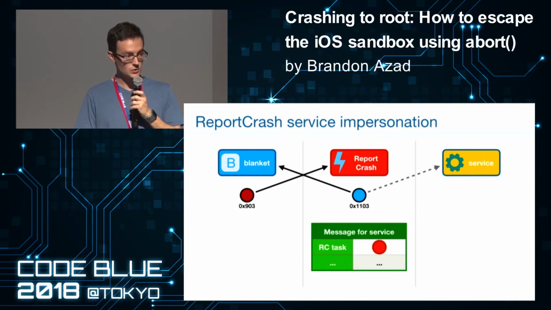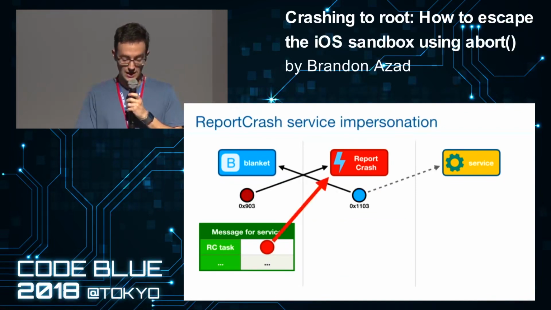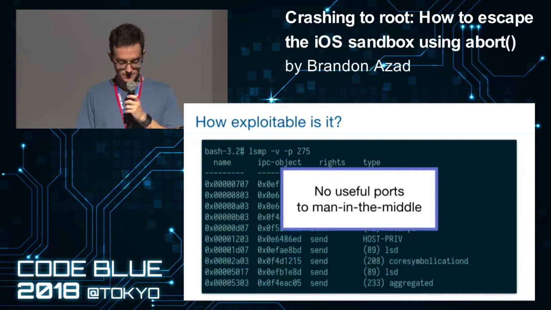For example, this could be useful if report crash tries to send its own task port to the service. That message will instead be delivered to us, giving us a copy of report crash's task port, and then allowing us to take control over it. Now, this is a very powerful attack, but exploitation depends on being able to find a useful service to man in the middle. And if we list out the mock ports used by report crash, there really aren't any useful targets. So at this point, I had a vulnerability, but nothing useful to do with it.